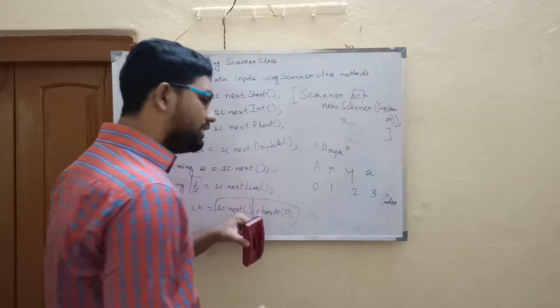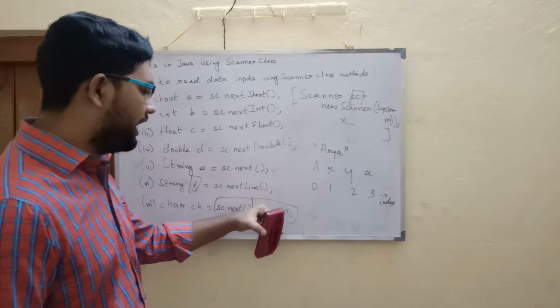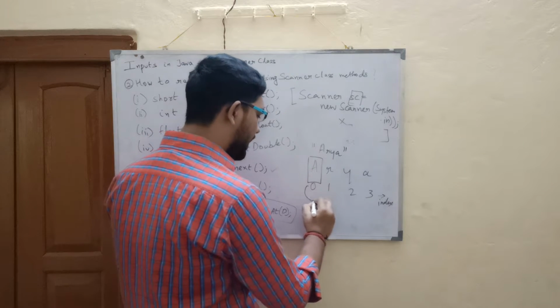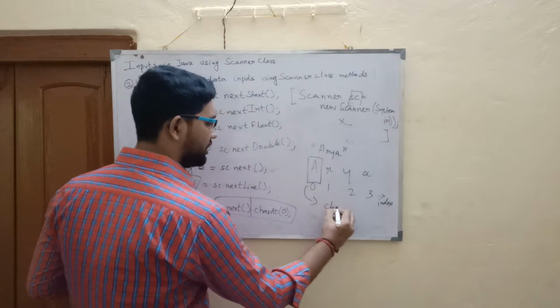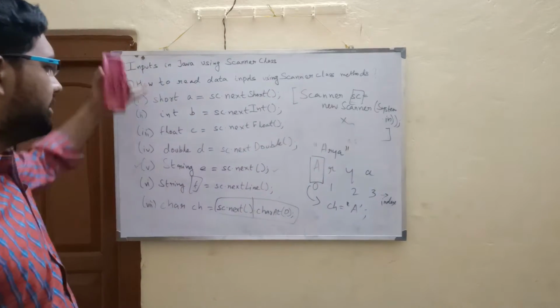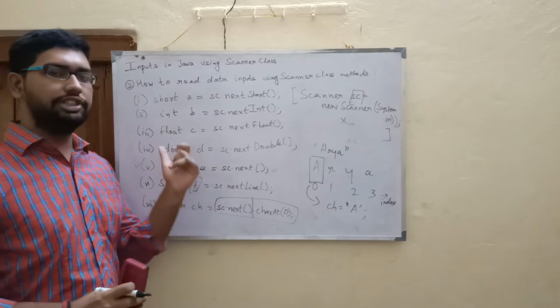Now what happens is that when you use charAt(0), it will take the first input and store it in ch as a character. So this is how all the inputs in Java work.